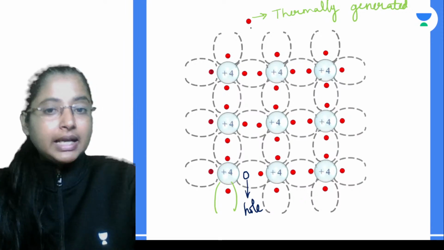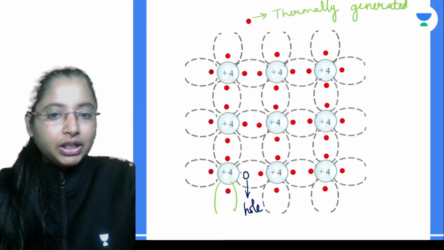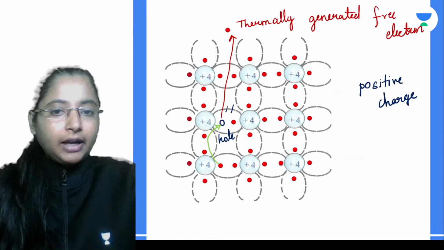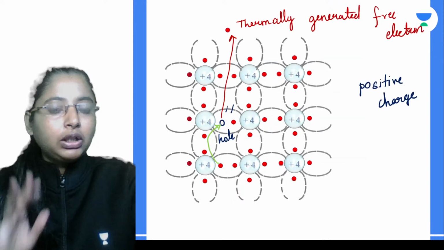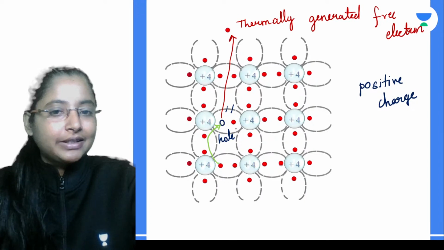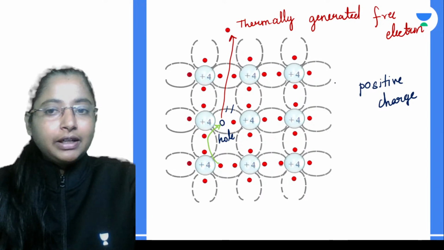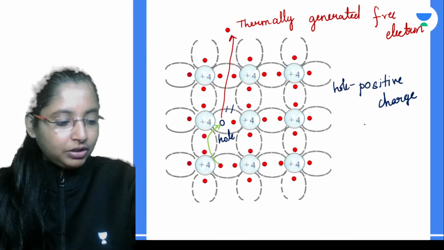Now because this electron has left the site over here, which means when the electron left the site, there was a hole that is actually created, that is a vacancy that is created. That vacancy that is created, we call it a hole, and it's a positive charge.